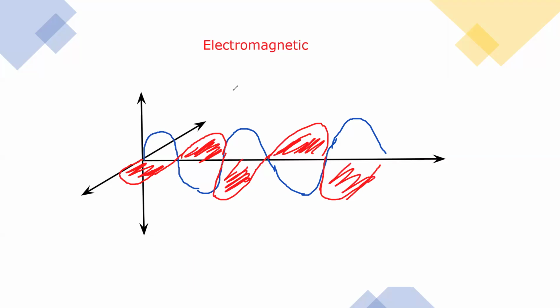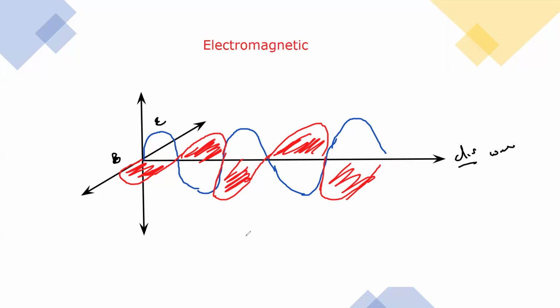So all these electromagnetic waves, radio, micro, infra, visible, ultraviolet, X-rays, gamma rays, all these radiations consist of electric and magnetic fields, which are perpendicular to each other. And this is the direction of the wave, the direction in which the wave travels.